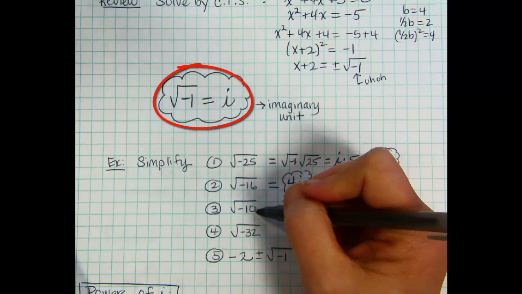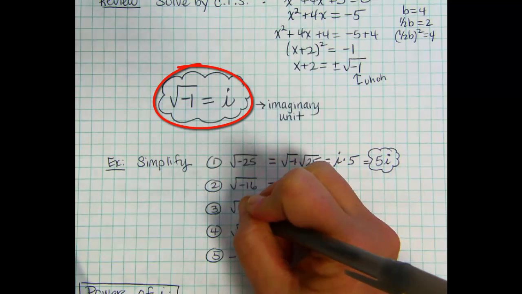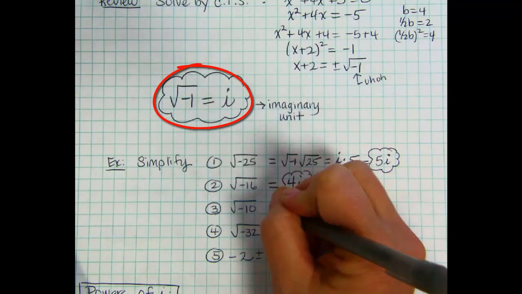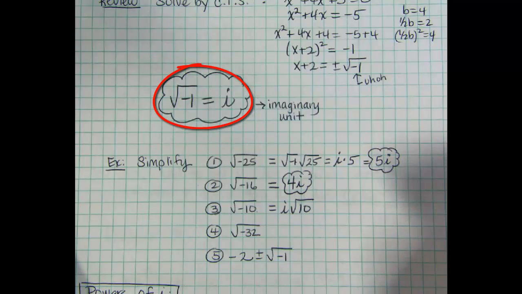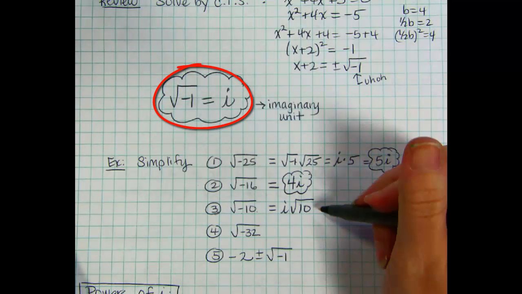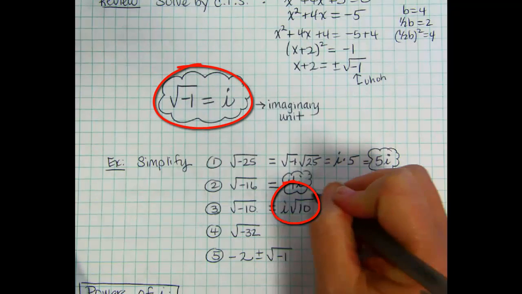Now, sometimes we can't do as much. Here, I can take out the negative, so -1 is i. So this is i times the square root of 10. But I can't simplify the square root of 10 anymore. There's no nice perfect square number that divides into it, so you're done.